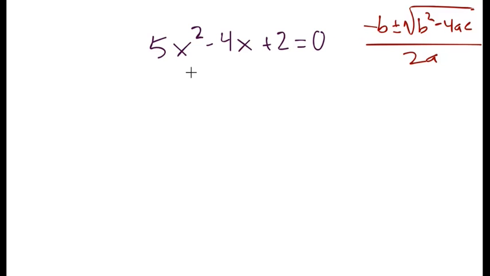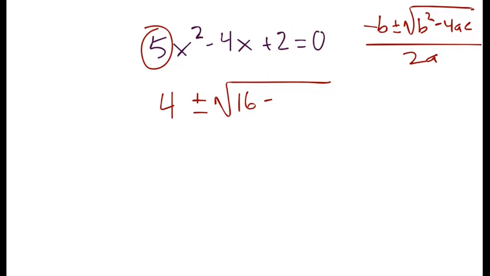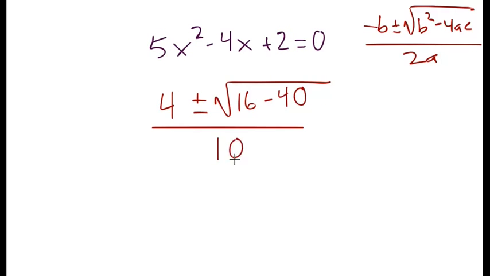Or whatever our variable is. So in this case, negative b gives us negative 4, so positive 4, plus or minus the square root of b squared, so that's the positive 16, minus 4ac, so 4 times 5 times 2, that's 40, all over 2a, so 2 times 5. So 16 minus 40, that gives us a negative 24.